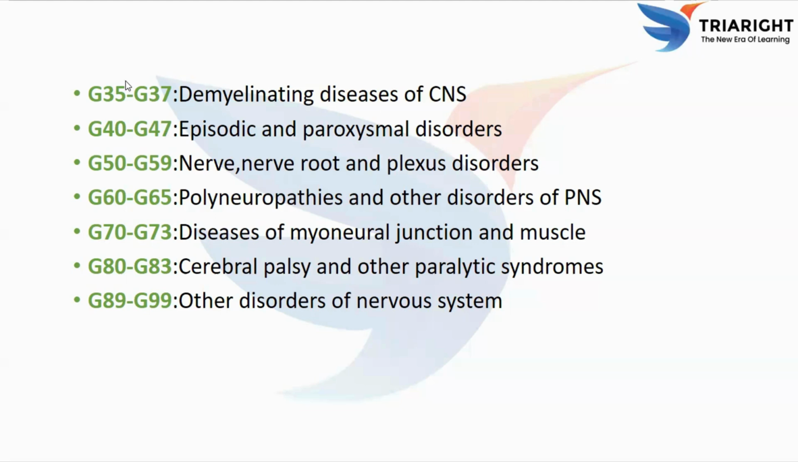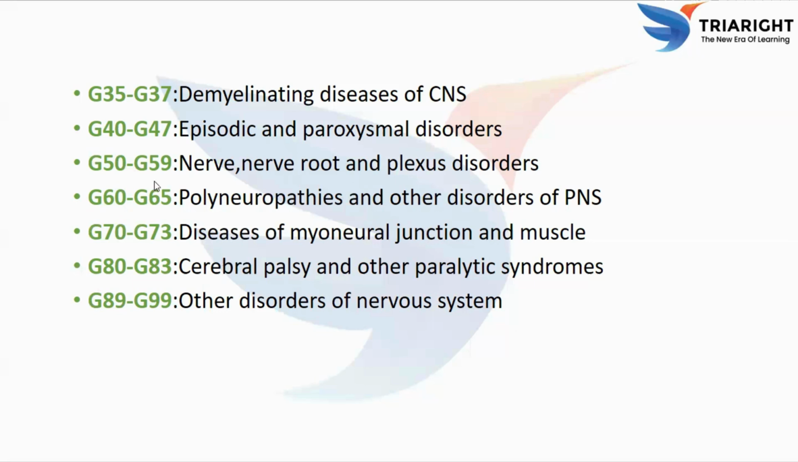Coming to G40 to G47, episodic and paroxysmal disorders. These disorders occur in sudden episodes, for example, migraine and sleep disorders. G50 to G59 includes nerve root and plexus disorders, which involve problems with peripheral nerves, nerve roots, and plexuses. For example, carpal tunnel syndrome, we assign the code G56.